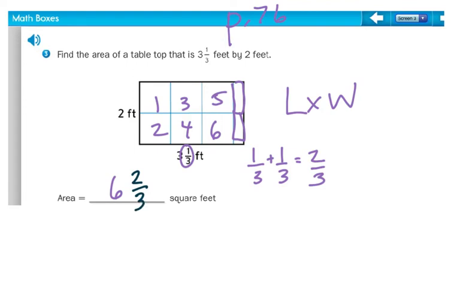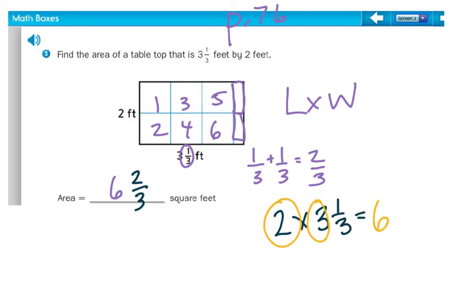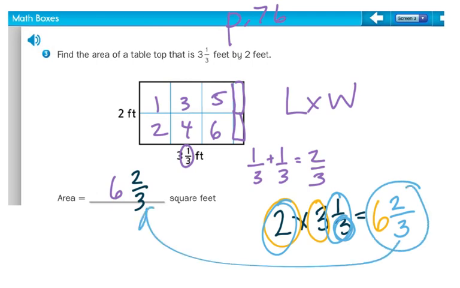Another way we can do is just multiply length times width. But remember, you are multiplying twice. 2 times 3, which is 6, and then multiplying 2 times 1/3. Take the whole number times the numerator. 2 times 1 is 2. And then the denominator does not change. 6 2/3.